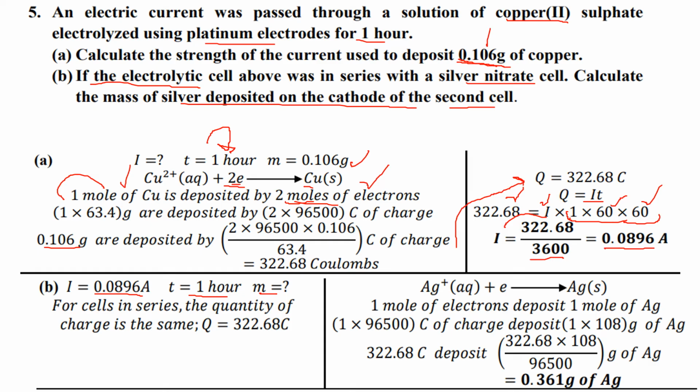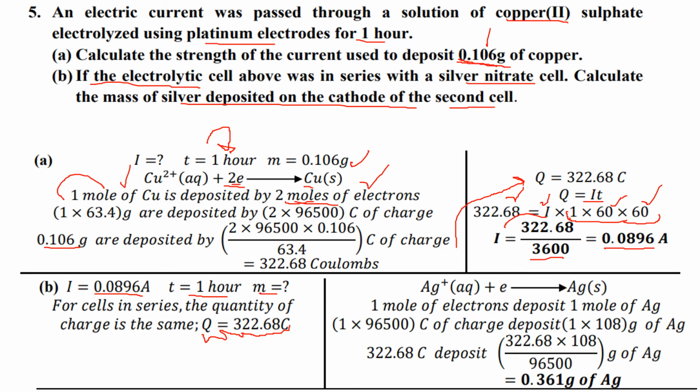So first of all, we have to write out, now the quantity of electricity is going to remain the same since the cells are present in series. I hope you remember your O-level physics. So the charge or quantity of electricity passing through those cells is going to remain the same, which is 322.68 coulombs.